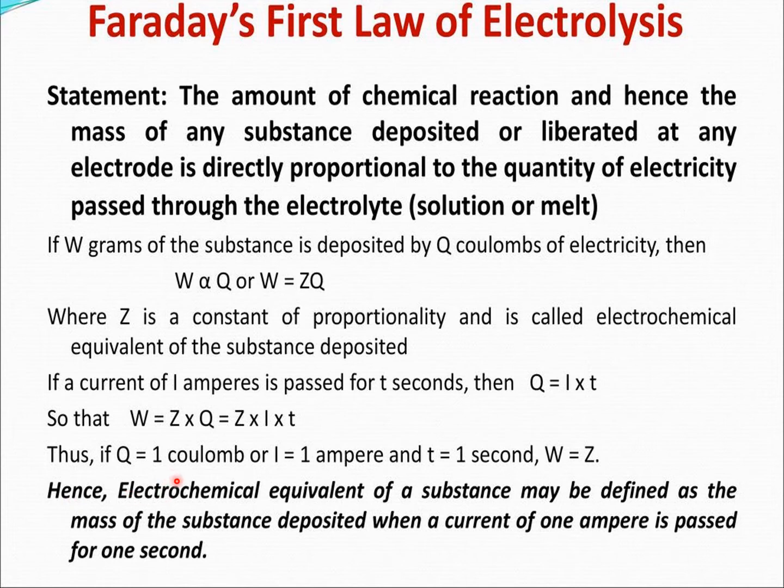If Q is 1 coulomb, I is 1 ampere and T is equal to 1 second, then we get W is equal to Z from this equation. Hence, the electrochemical equivalent of a substance may be defined as the mass of the substance deposited when a current of 1 ampere is passed for 1 second.